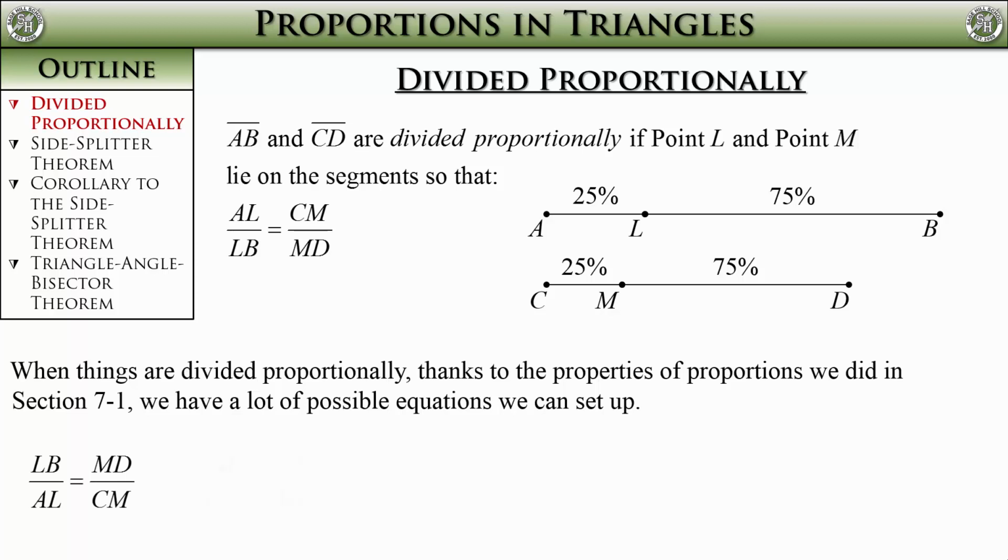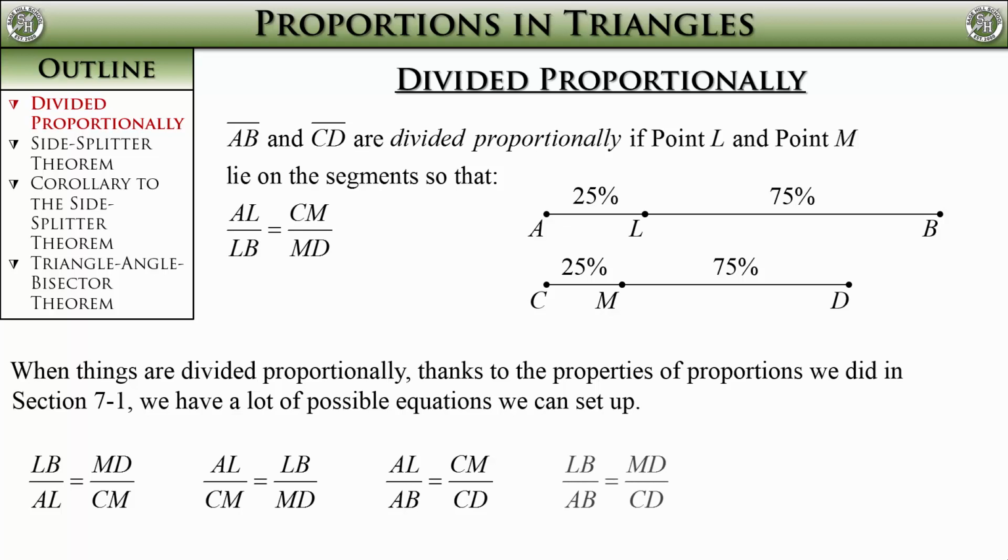We could have chosen to go top to bottom. AL over CM equals LB over MD. Another possibility is to use the full pieces. I could have put AL over the whole piece, AB, equal to CM over its whole piece, CD. Or how about LB over its whole piece is equal to MD over its whole piece? So many possibilities. Just make sure you always go in the same direction.